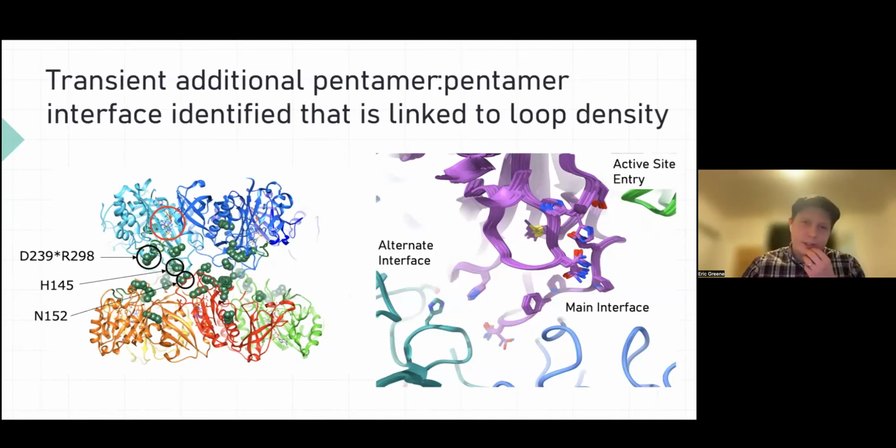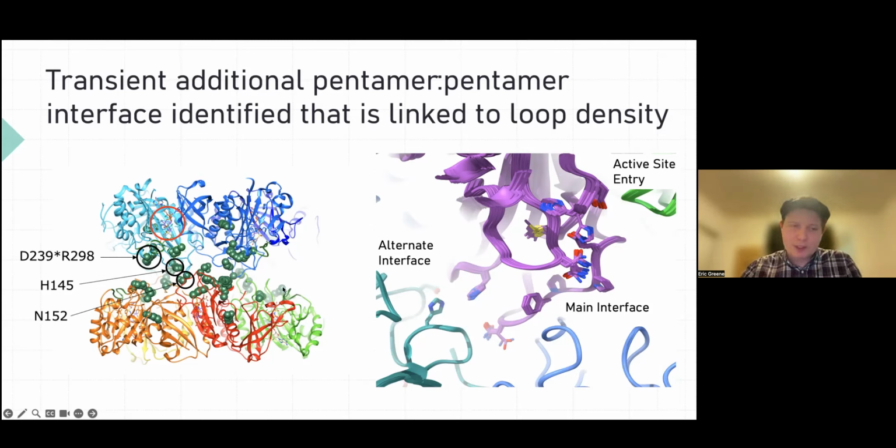And so we started to investigate this pentamer interface a little bit more deeply. We could see that there was, in addition to a main interface that's formed between 2 monomers across the pentamer interface, an alternate interface across. So we could form a triangle between 3 monomers here to stabilize the pentamer interface.